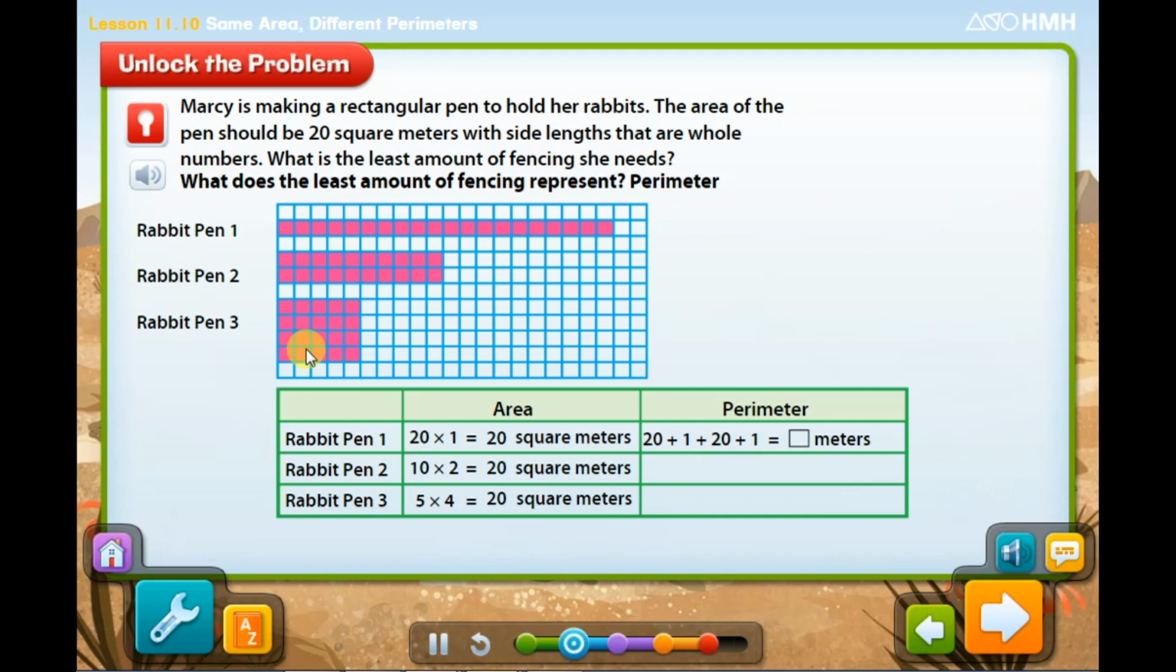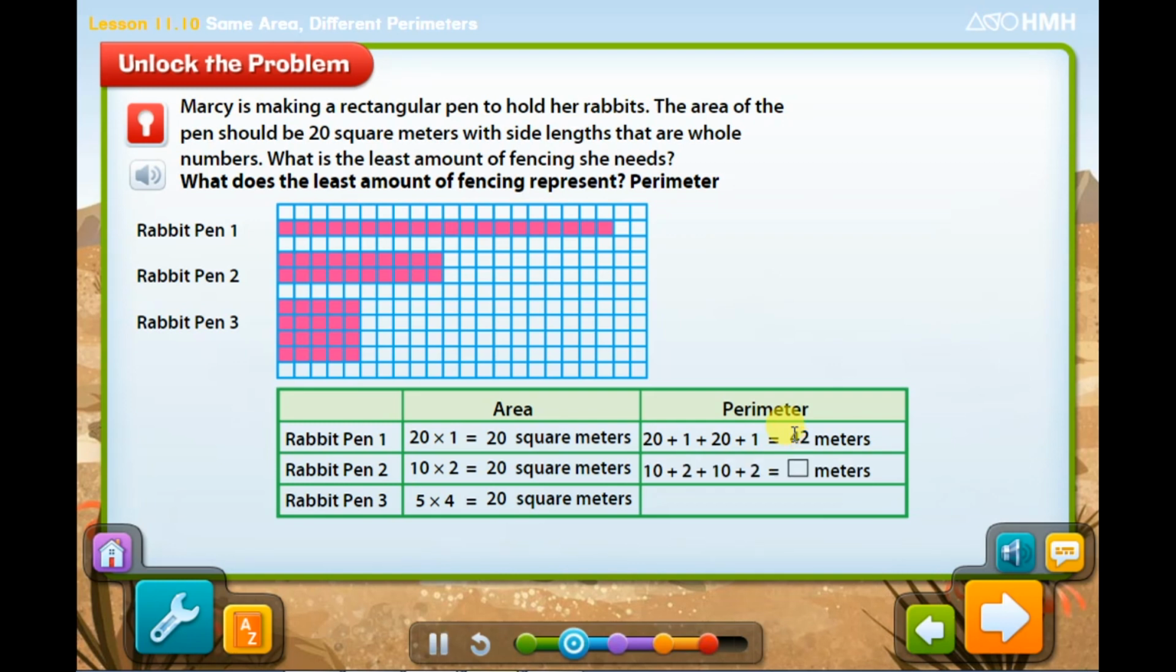Rabbit pen 1 has a length of 20 meters and a width of 1 meter. What's its perimeter? So we said perimeter is like walking around the shape. So here the length will be 1, then plus 20 plus 1 plus 20. So it will be 42 meters. The perimeter of rabbit pen 1 is 42 meters.